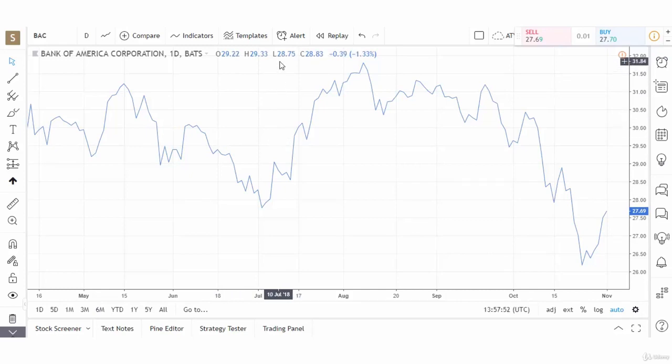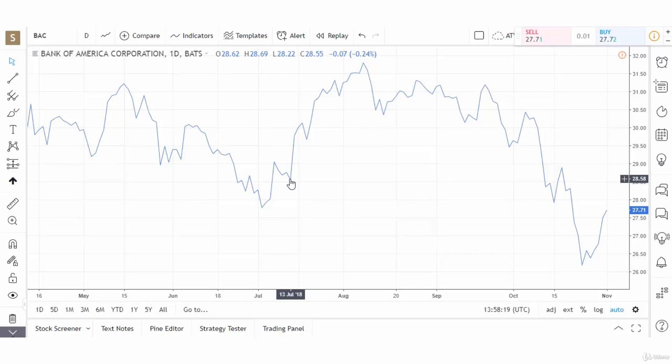The low for the day and the close for the day. So if we pick a day, we can look at the bottom of the chart. It'll give us the day. So on July 13th of 2018, the stock opened at 28.62. The high for the day was 28.69. The low for the day was 28.22. And the close for the day was 28.55.